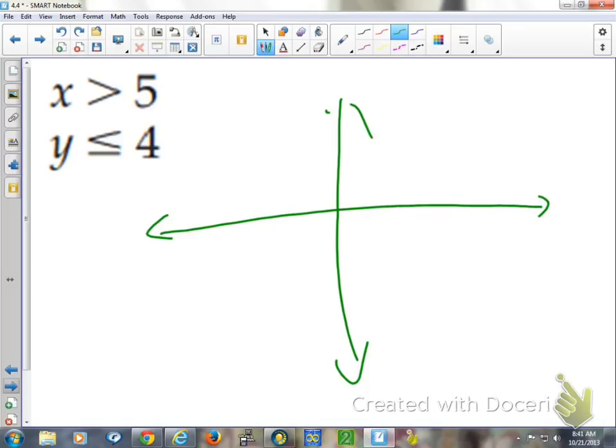Now, how do I graph x is greater than 5? Go up 5. Here's the one thing about that. Up 5 would be 5 on the y-axis. You're looking for 5 on the x-axis.